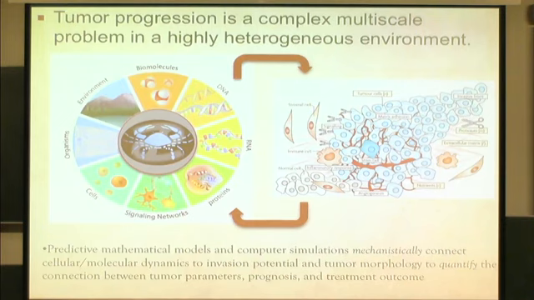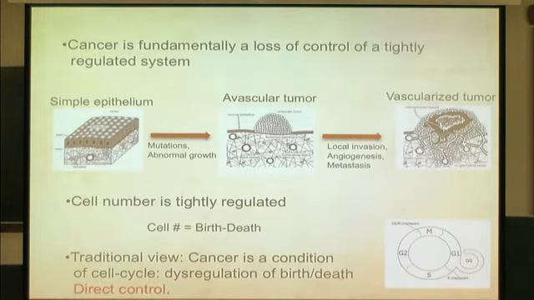And so what you really want to do with mathematical modeling is mechanistically connect the scales to ultimately be able to predict both the progression of tumors and its outcome. So cancer is basically the loss of control. And so here's an example, just a cartoon of basically how a tumor can grow.